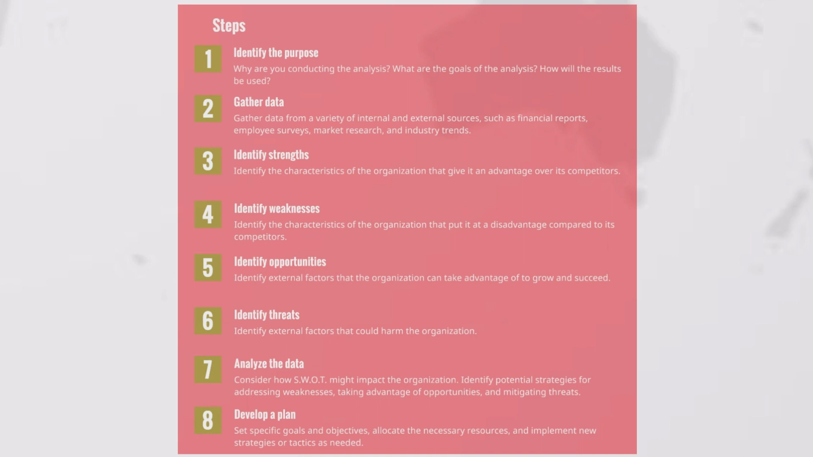And finally, Step 8. Develop a plan based on these findings. This could include specific actions you take to leverage your strengths, address your weaknesses, and capitalize on your opportunities while mitigating the risk posed by your threats.